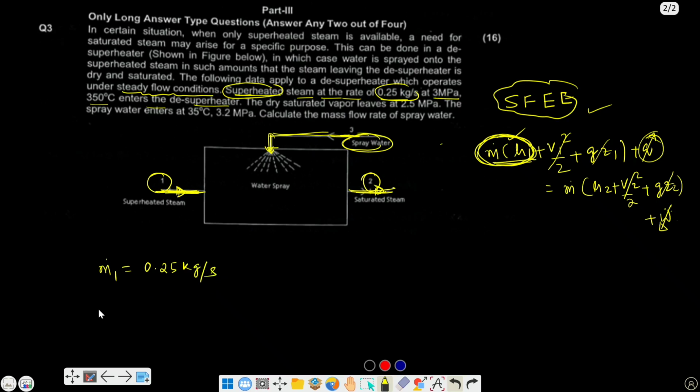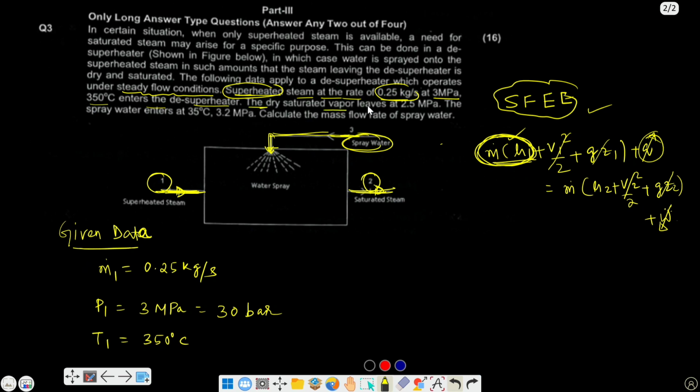Pressure is given to us, that is P1, equal to 3 megapascal, so this can be written as 30 bar. And temperature T1 is given to us as 350 degrees Celsius. So these are the given data for state point 1. Okay, let us read further.